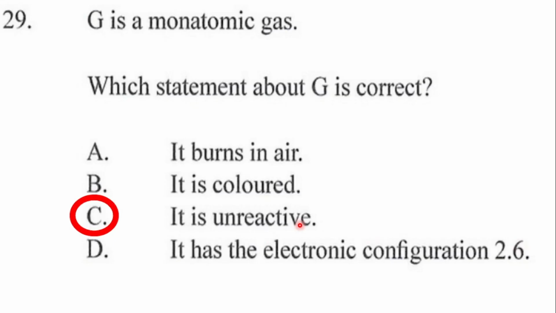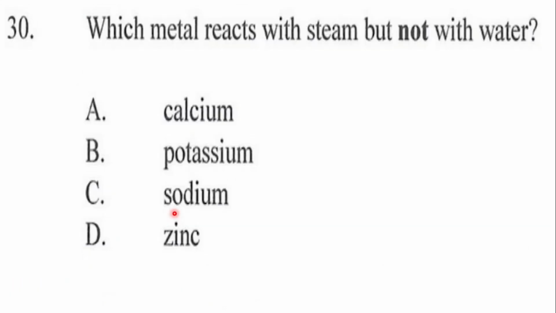The correct answer is definitely going to be C. It is unreactive, because a monatomic gas is a noble gas, and noble gases are unreactive. So the correct answer is definitely going to be C. It is unreactive. Let's move on to question number 30, and it says which metal reacts with steam but not with water? Is it calcium, potassium, sodium, or zinc?